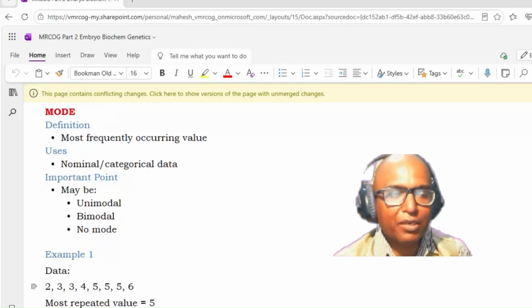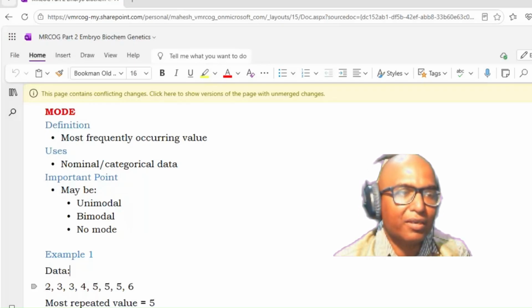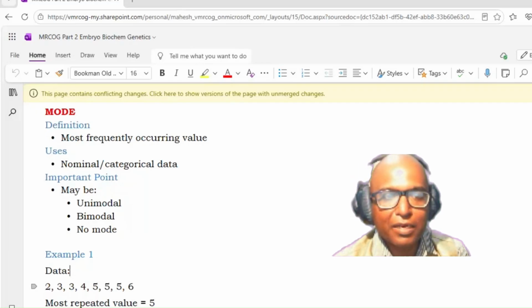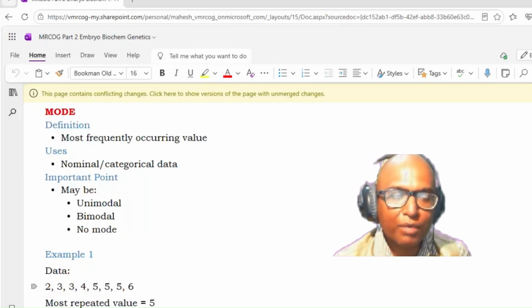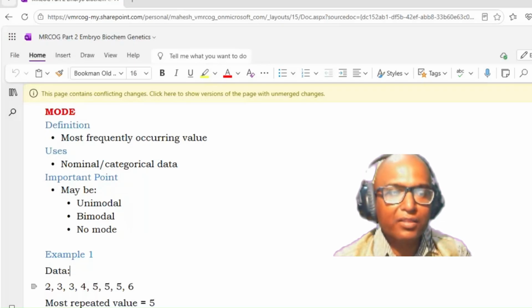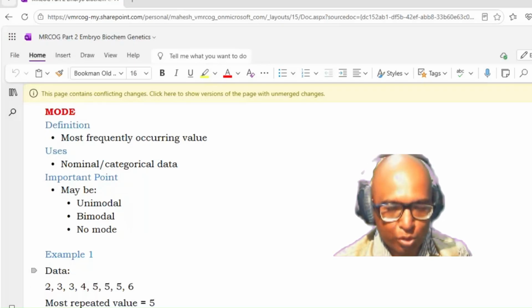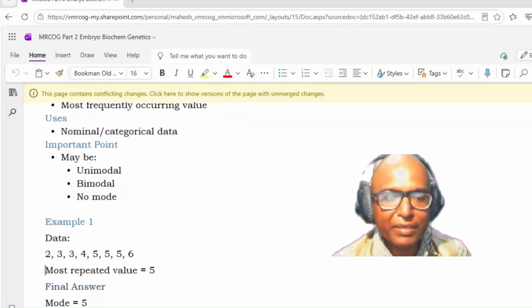For example, you have been given this data set: 2, 3, 3, 4, 5, 5, 5, 6. What is the most frequently occurring value? Here it is 5. 5 has come 3 times. But if your data had 3 occurring 3 times as well, then this data set becomes bimodal. Then the mode will be 3 as well as 5, and we call it a bimodal distribution. Here the most repeated value is 5, so the final answer becomes 5.